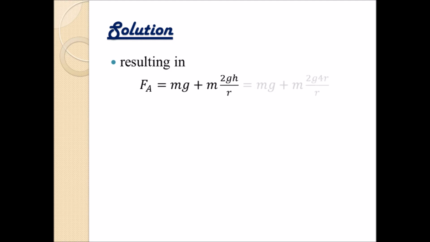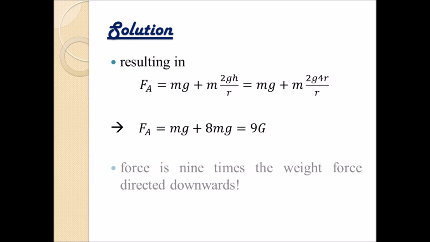But we know that the starting height equals 4 times the radius. So in the second term, the radius cancels out, and we get finally that the force in point A equals 9 times the weight force. And of course, the total force is directed downwards.